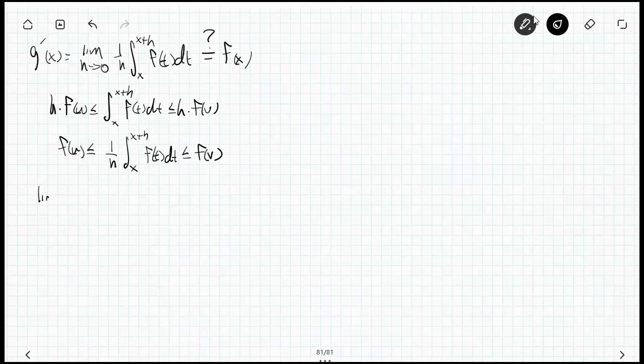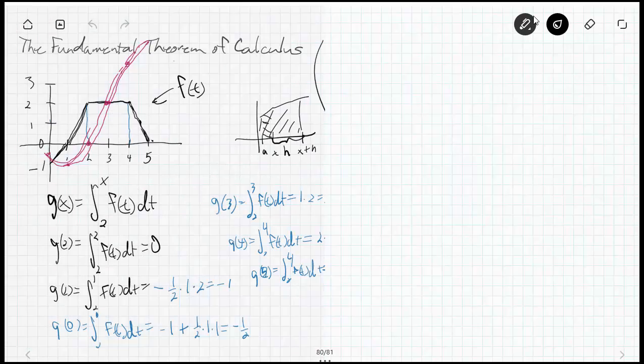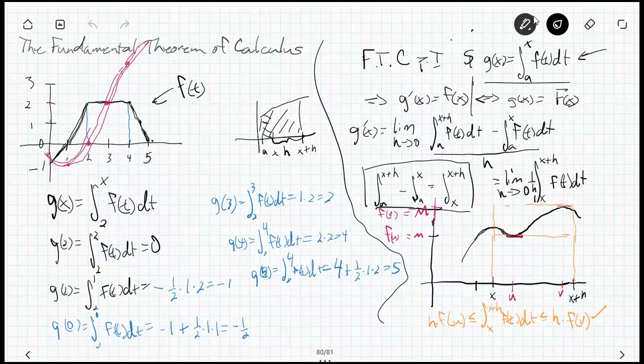So if I take the limit as h goes to 0 of this whole thing, let's just dial it back. The first thing that happens is we know for sure by definition that this is going to be g prime of x, right? Now let's look at what happens to f of u and f of v. The limit as h goes to 0 of f of u and f of v, what's going to happen?